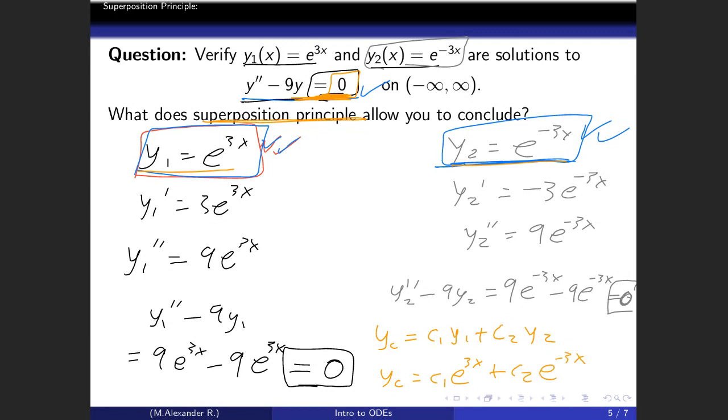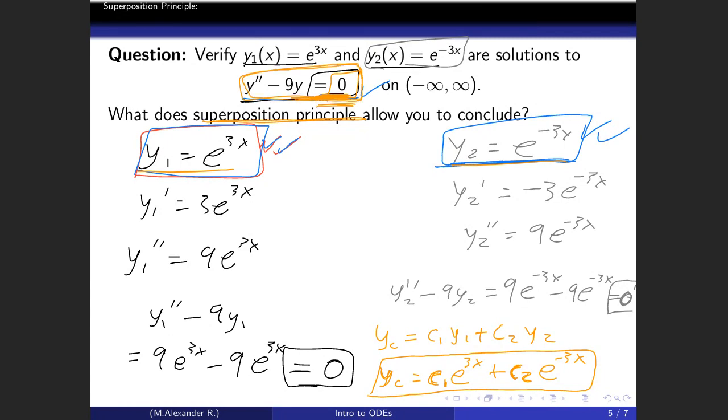What I'm saying is that this new gold function, and notice that this is not just one function, this is infinitely many functions because we have different values for c1 and any value for c2. No matter what c1, c2 values you put in, if you use the gold function y, its second derivative, if you put it into the differential equation, will be equal to 0.